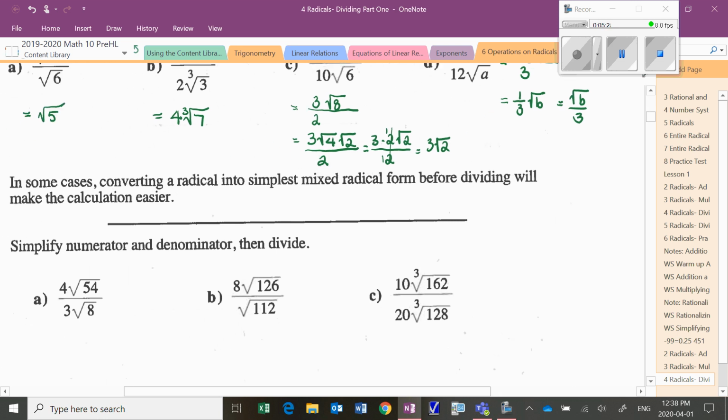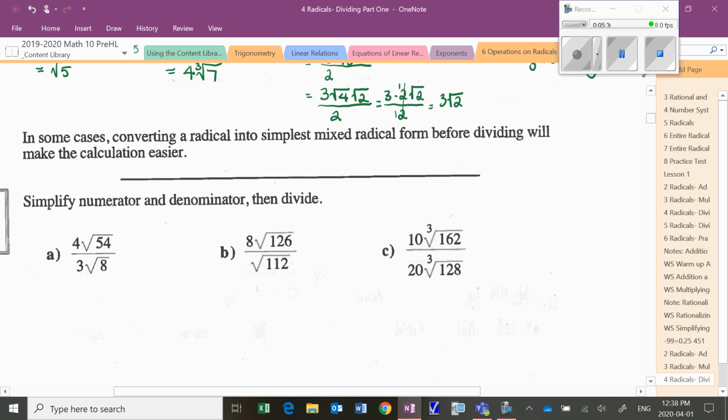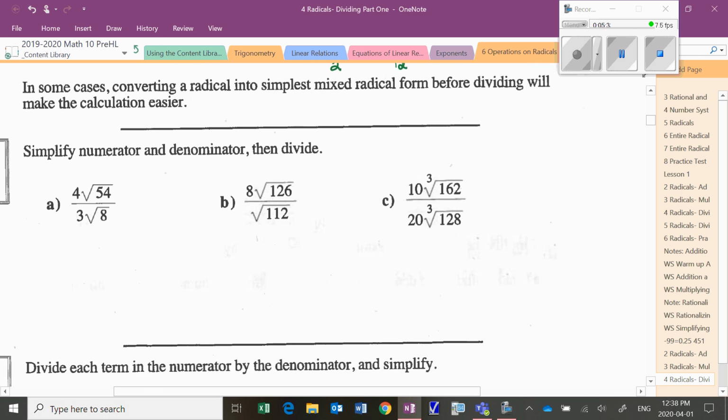Okay. In some cases, then it says converting radical into simplest mixed radical form before dividing will make the calculation easier. So again, this is one of those scenarios where they're just trying to explain to you that you've got choices to make. And it's not to say that one is better than another. It's just nice to have options. So we should all end up at the same answer, the same final simplest form, but lots of ways to get there. So let's talk about what they're referring to.